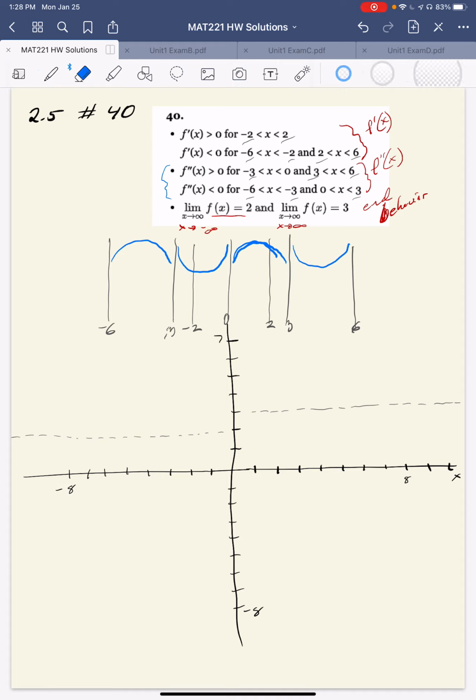So that is helpful. Now the next thing I want to look at is, sorry, I'm just trying to clean this up a little bit. The next thing that I want to look at is the information that the first derivative is telling me.